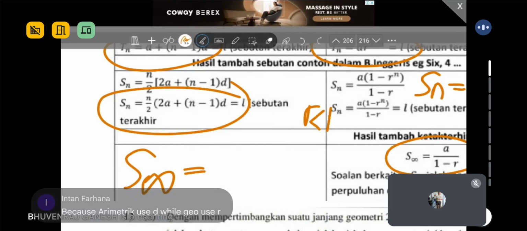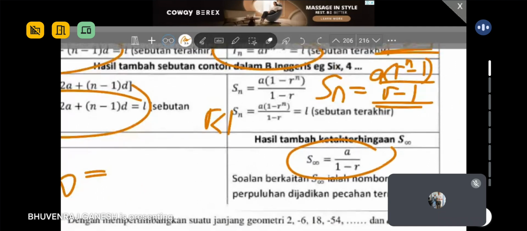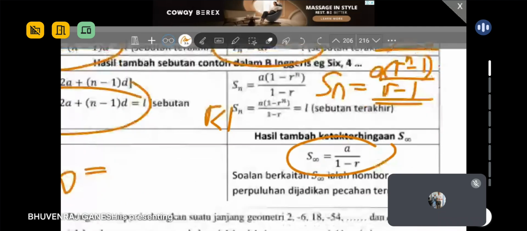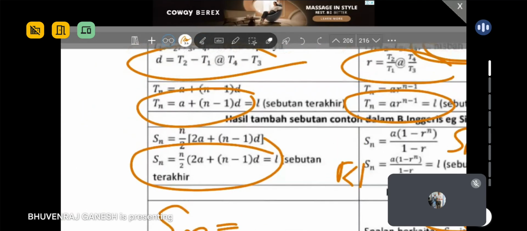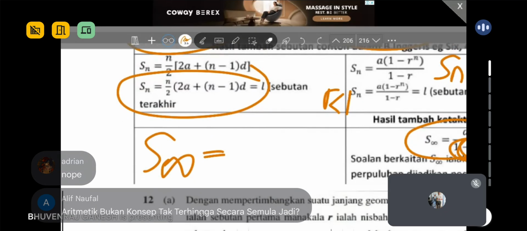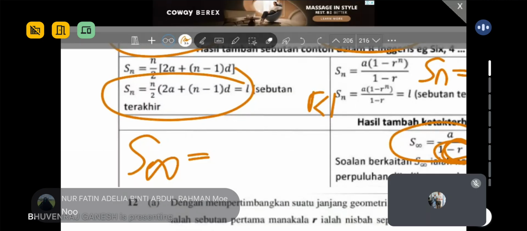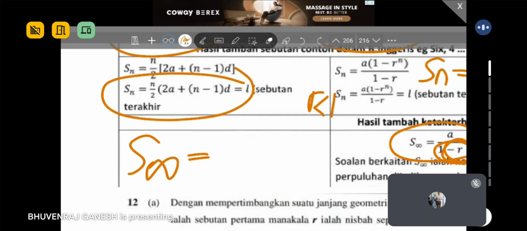Let me think and see. Okay, because arithmetic use the... Guys, can you see this? Your geometric formula is A over 1 minus R. Can you see here? R. Arithmetic kita ada R ke tak, guys? Do we have the R letter in arithmetic progression? Yes or no? Don't have, right? So that's why we cannot actually form a formula lah. Okay, tak boleh bentuk rumus. Arithmetic bukan konsep tak terhingga secara semula jadi.